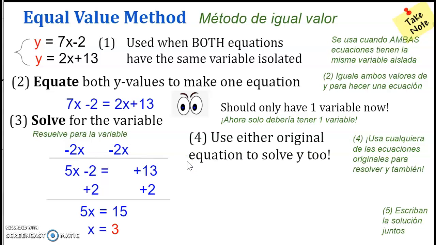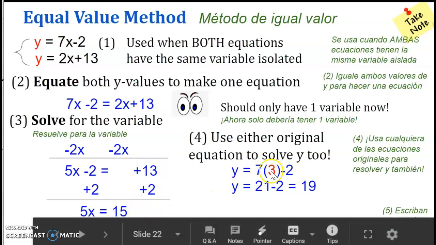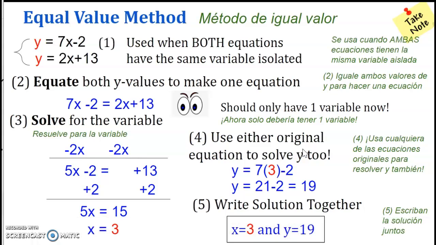Now that I've found x to be 3, I'm not done. I need to find the value for y. I do that by choosing either of the equations, because they're both isolated for y. I'm choosing the top one, 7x minus 2, and wherever I see an x, I am going to substitute the value that I just found, which is 3. So 7 times 3 is equal to 21, minus 2 is 19. So then you write the solution together as x is equal to 3 and y is equal to 19, and the problem has been solved.